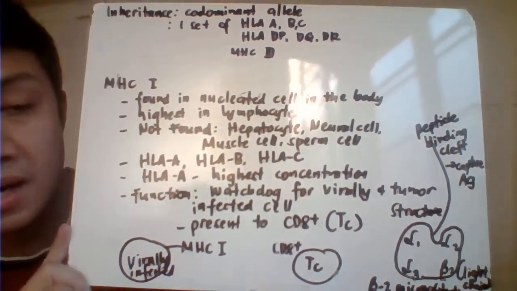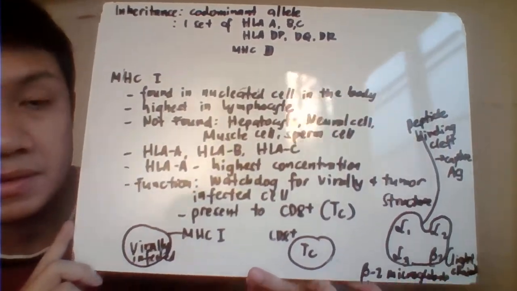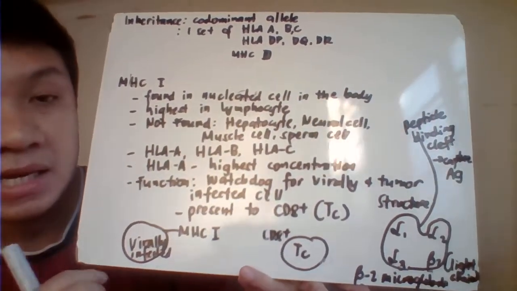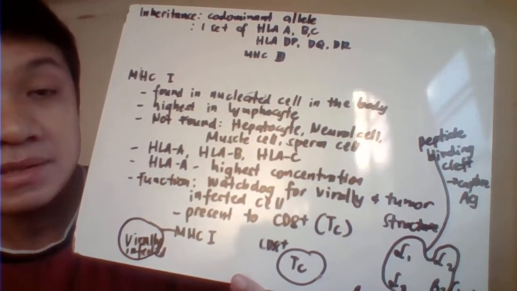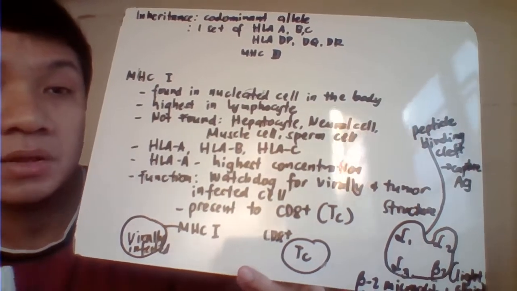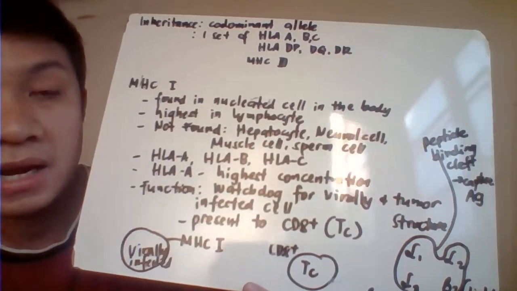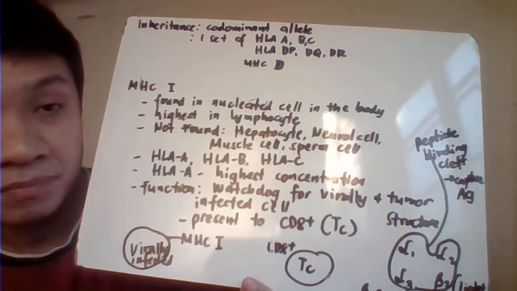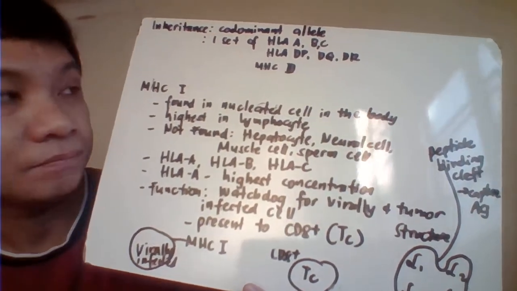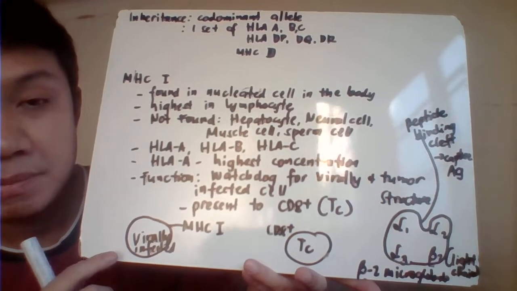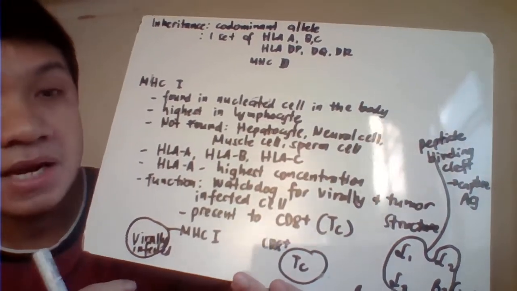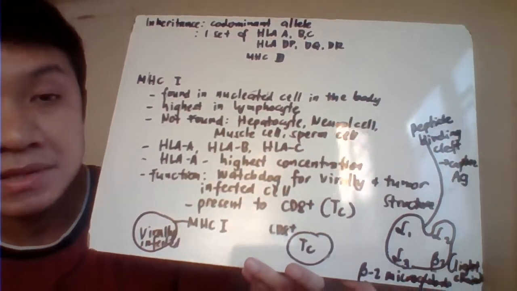Okay, for the inheritance of our MHC, this is primarily inherited as a co-dominant allele. That means one gene, one set of your MHC class 1, 2, and 3 from your father, and another set from your mother. So this is a co-dominant allele. We'll be discussing each of your MHC, primarily involved in our antigen presentation.